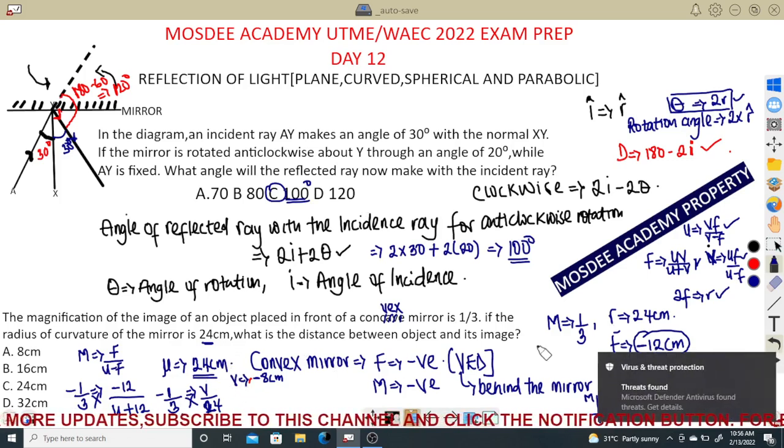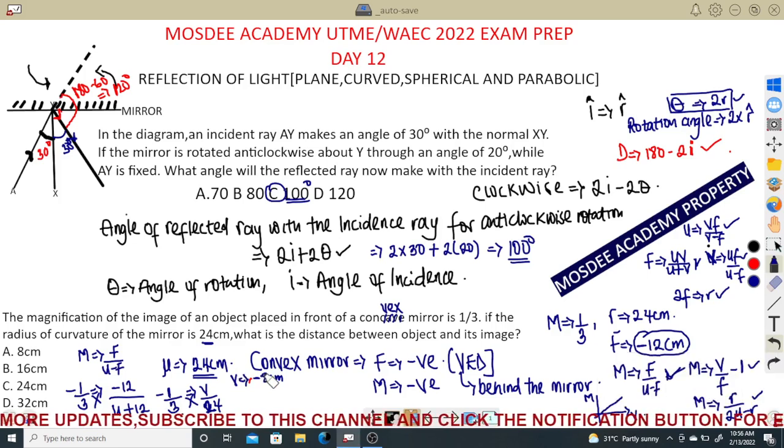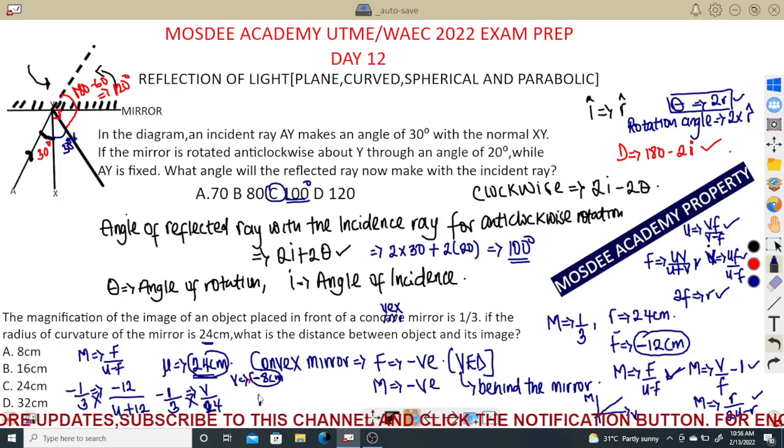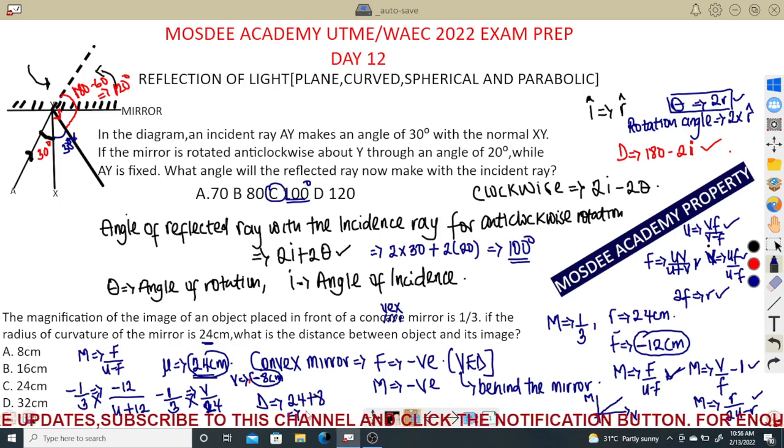So I'm looking for the true distance between the image and the object. So the distance between them, I'll just write it as 24 plus 8. Somebody is asking me, why is 8 coming from here? So I will tell you, it is very simple. This is 32, and this makes this answer to be correct.